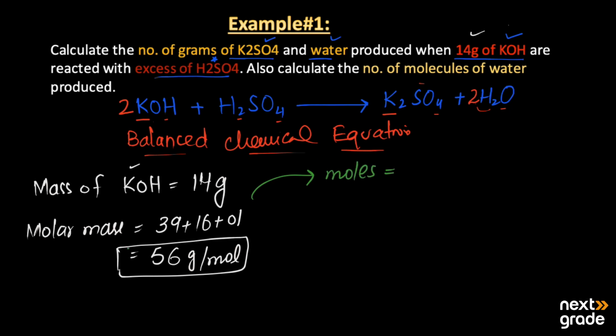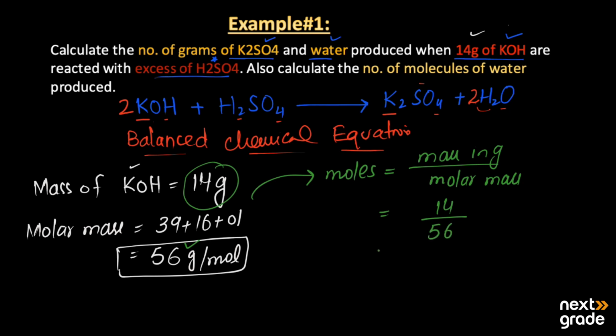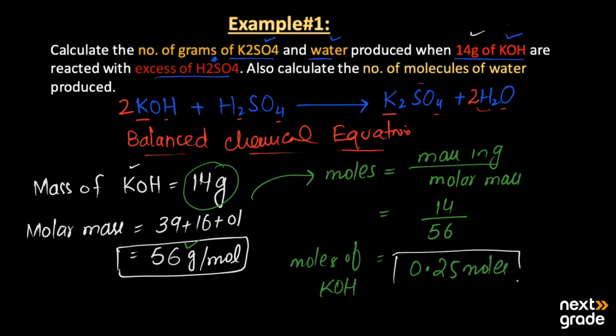Moles of potassium hydroxide. Moles will be equal to mass in grams divided by molar mass. Here the mass is 14 grams divided by the molar mass, which is 56. So moles of potassium hydroxide is equal to 14 divided by 56, and we get 0.25 moles.